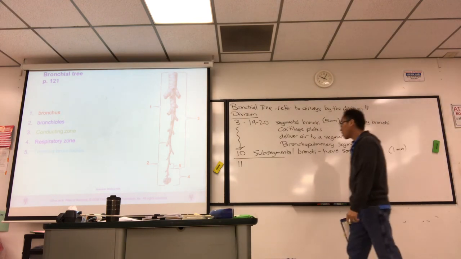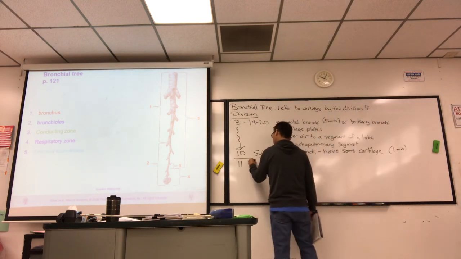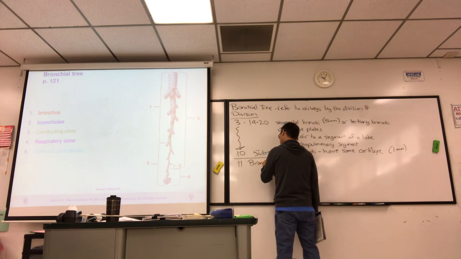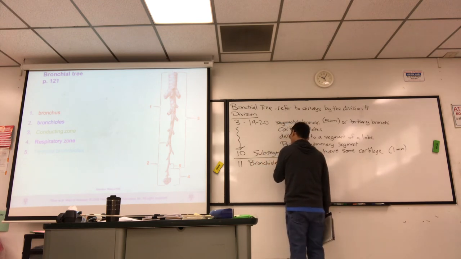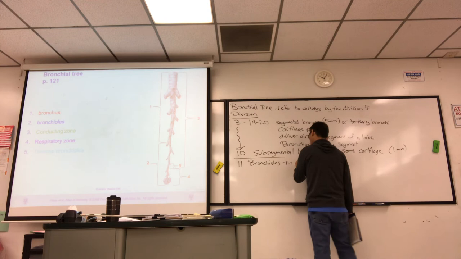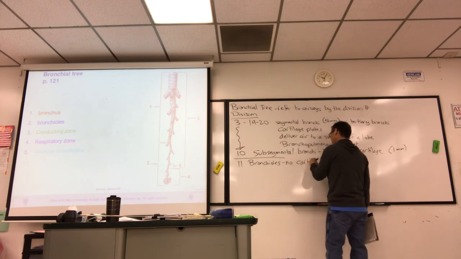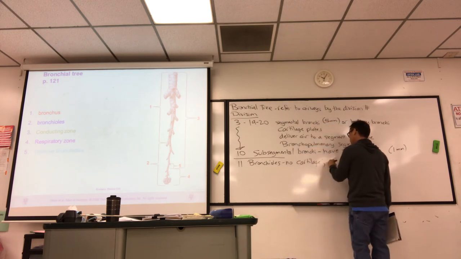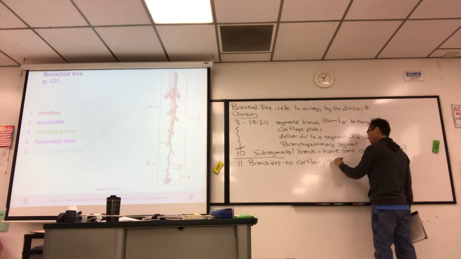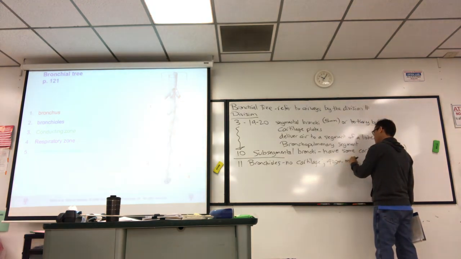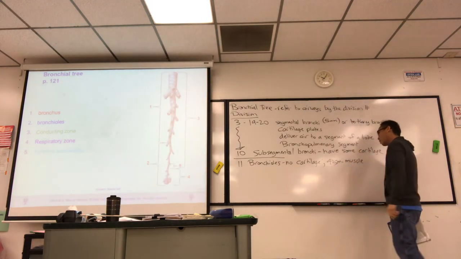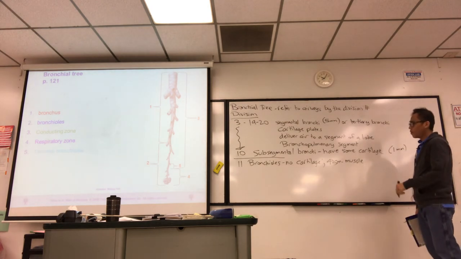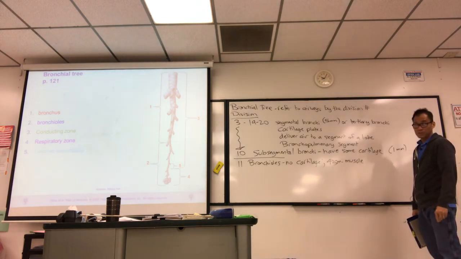The bronchioles, there's no cartilage. They're cartilage free. And you start to see increasing amounts of smooth muscle. Also, you're going to start to see more and more elastic tissue in the lung.